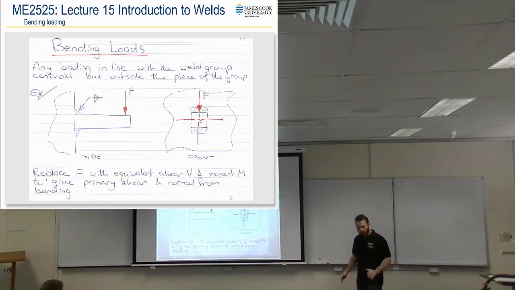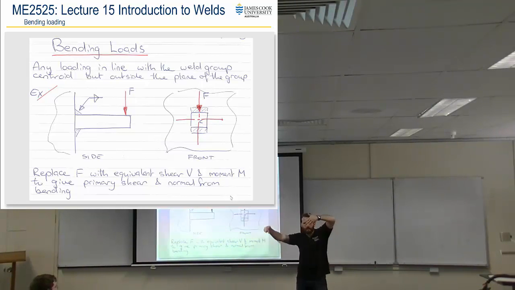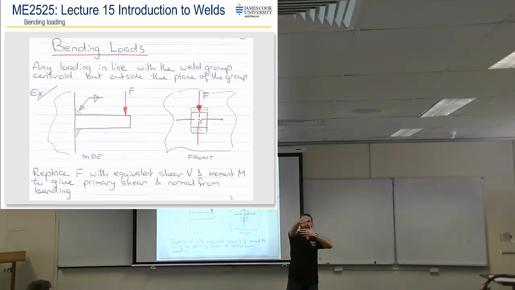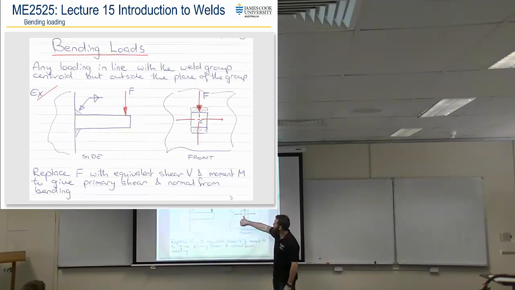But when we talked about torsion, we talked about the plane of the weld group and where that centroid was. And any load that's in plane but away from the centroid is going to cause that torsion. Alright? Now bending is anything that's in line with the centroid but is out of plane. Okay? So you can see this load here out on this little cantilevered bar. It's in the centre of that bar, which means it's in line with the centroid. But because it's out from the actual plane, it's going to want to tear that weld off the wall.